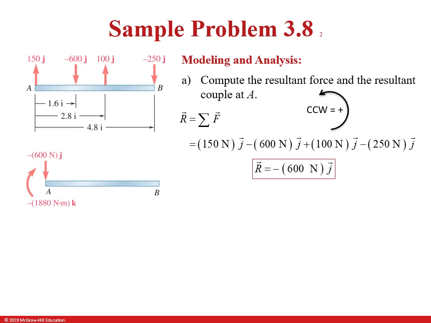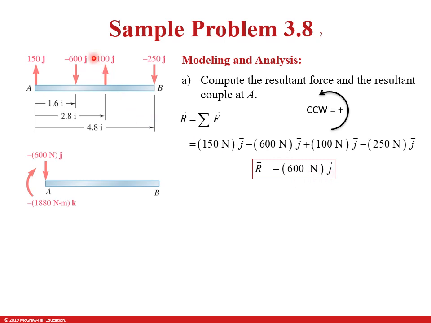All right, so the first part is part A. Let's compute the resultant force and the couple at A. So we've got all these forces. We've got 150 acting up, positive J, minus 600, negative J, 100. They didn't draw any axes, but obviously this is the X direction and this is the Y direction. Anyway, your resultant vector is just the sum of the forces. So we've got 150 newtons J, minus 600 newtons J, plus 100 newtons J, minus 250 newtons J. Remember, in this textbook and a lot of conventions, a counterclockwise rotation is positive. If you add these all up, you get a force R of minus 600 newtons J.